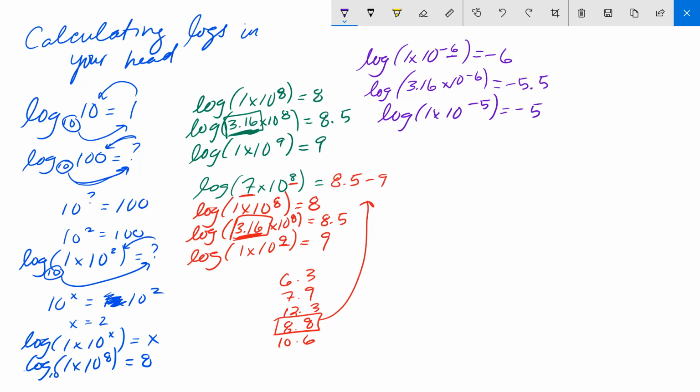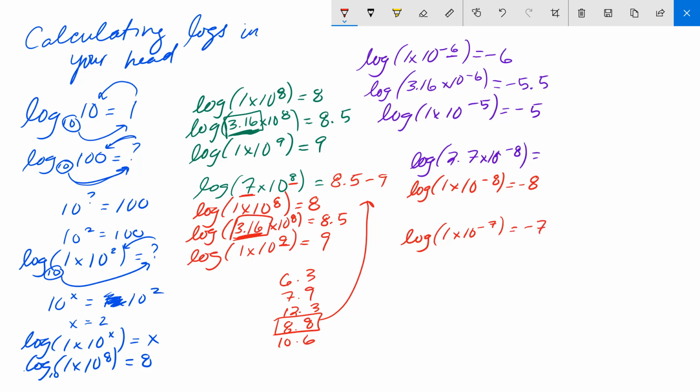So let's say on the DAT you had a problem where you were trying to find the log of 2.7 times 10 to the negative 8th. We're going to solve this really similarly to how we solved the log with the positive exponent. Let's make it easier on ourselves. What if this was the log of 1 times 10 to the negative 8? We know that's negative 8. What if it was the log of, and remember we have to pick the bigger power here, the larger power is negative 7. The log of 1 times 10 to the negative 7 is negative 7. That's also easy. Our halfway point, log of 3.16 times 10 to the smaller of the two exponents, negative 8, is equal to negative 7.5.